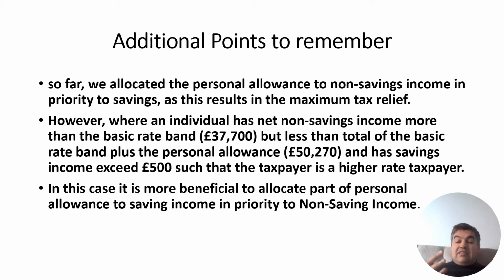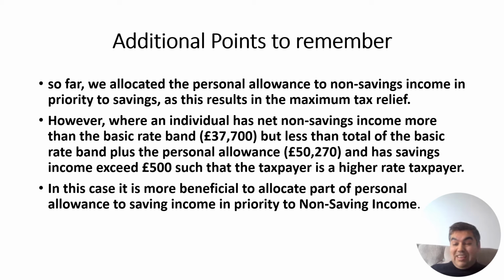Remember, we're always saying that the personal allowance is set against non-savings income in priority. However, when the examiner asks a question where an individual has net non-savings income more than the basic rate band, but less than the total of the basic rate band plus the personal allowance, which is 50,270, and his savings income exceeds 500, such that the taxpayer is a higher rate payer, then in this case it is more beneficial to allocate part of the personal allowance to savings income in priority to non-savings income.